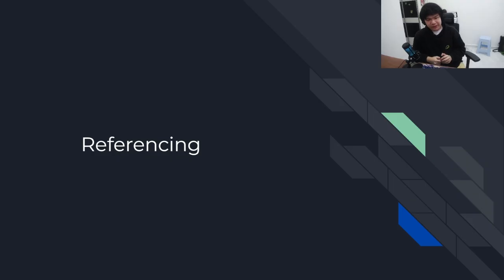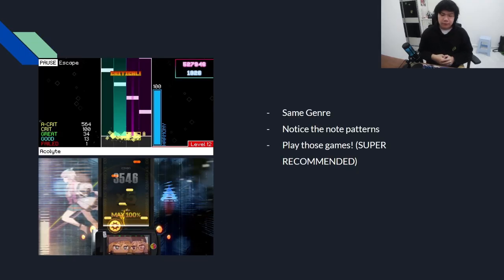Another thing you can do is referencing from other games. How do I reference, is that I'll look up other rhythm games' charts with the same music genre. So let's say I'm charting a garage music, I will go to other rhythm games that have garage music and see how they chart with the note patterns.